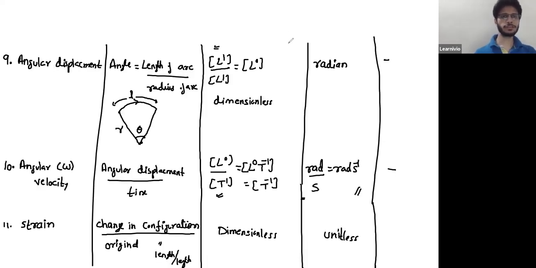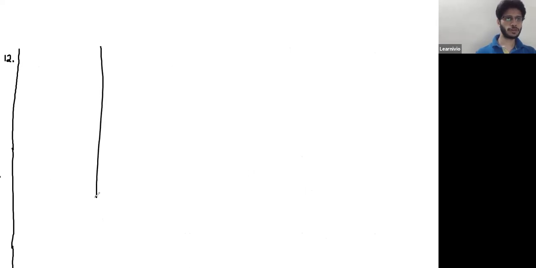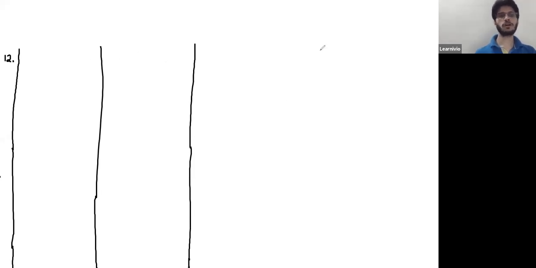The next quantity is quantity number 12. Serial number. Quantity. So we are gonna do all 20. No, not all 20, but at least all important quantities. Physical quantity, formula, dimensional formula, SI unit, and series.